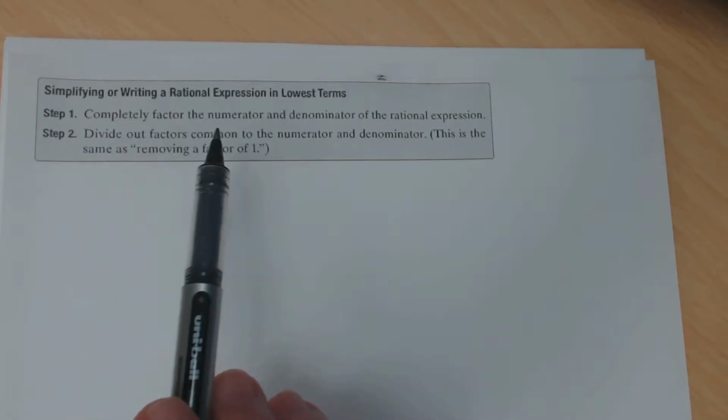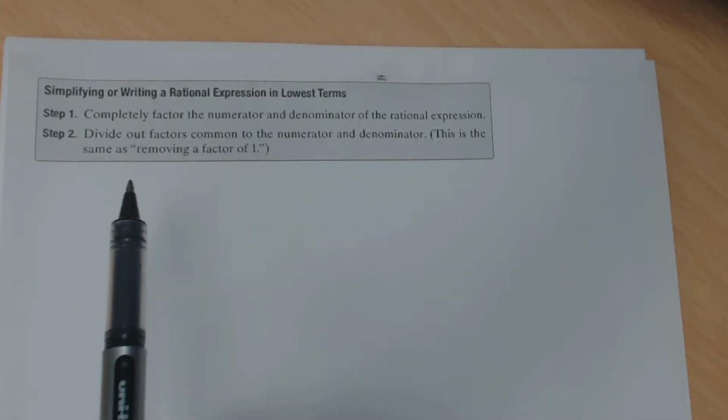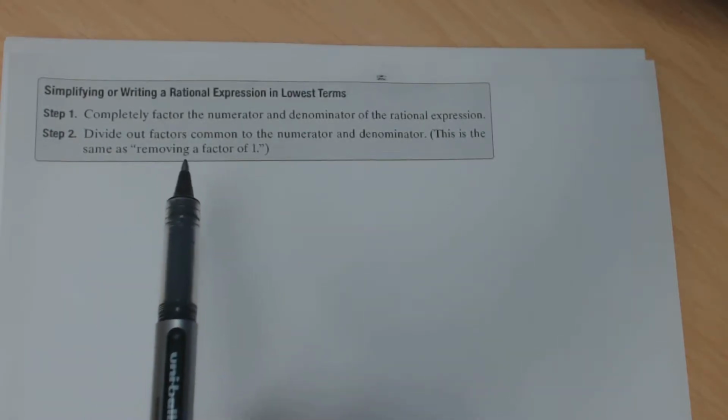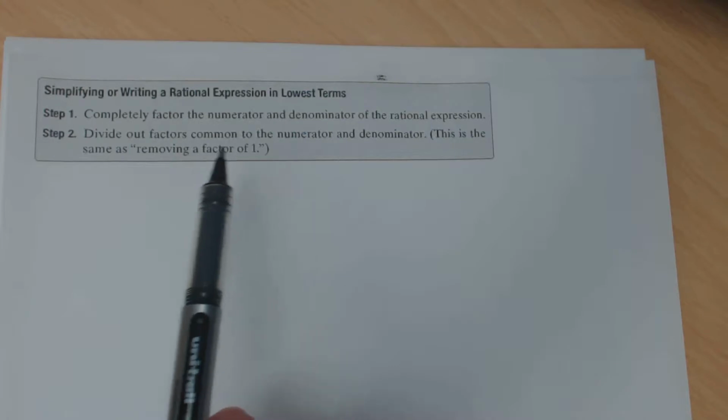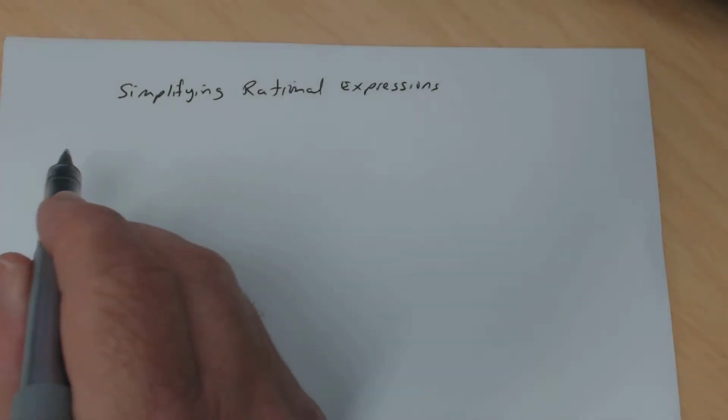Okay, so you're going to factor the numerator and denominator, and then any factors that the numerator and denominator have in common, you're going to divide those out. And then you're going to see what we mean by removing a factor of 1. Okay, so let's look at this example.